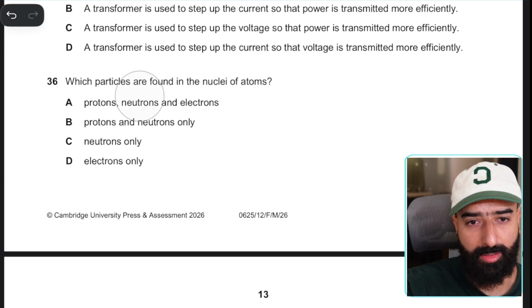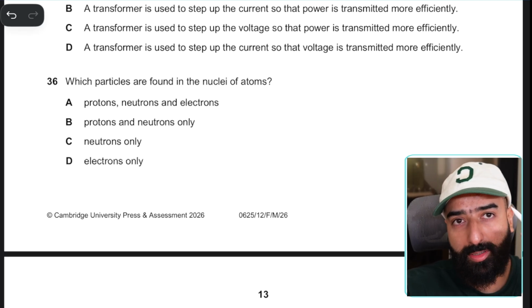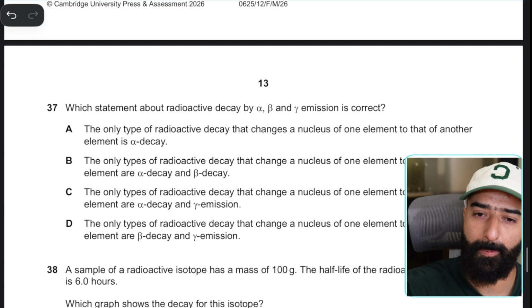Which particles are found in the nuclei of atoms? Protons? Yes. Neutrons? Yes. Electrons? No. Protons and neutrons only. Electrons reside in the outer shell.